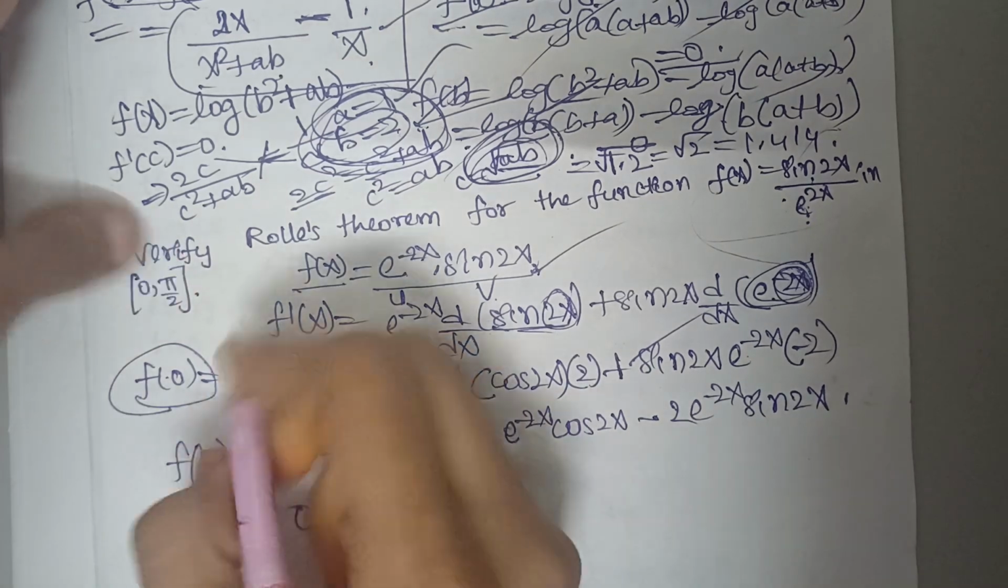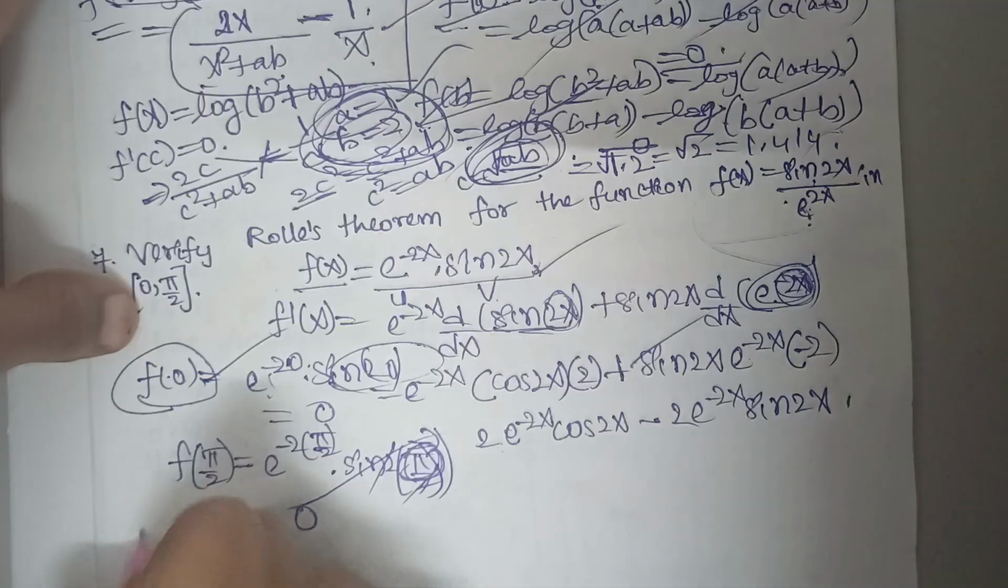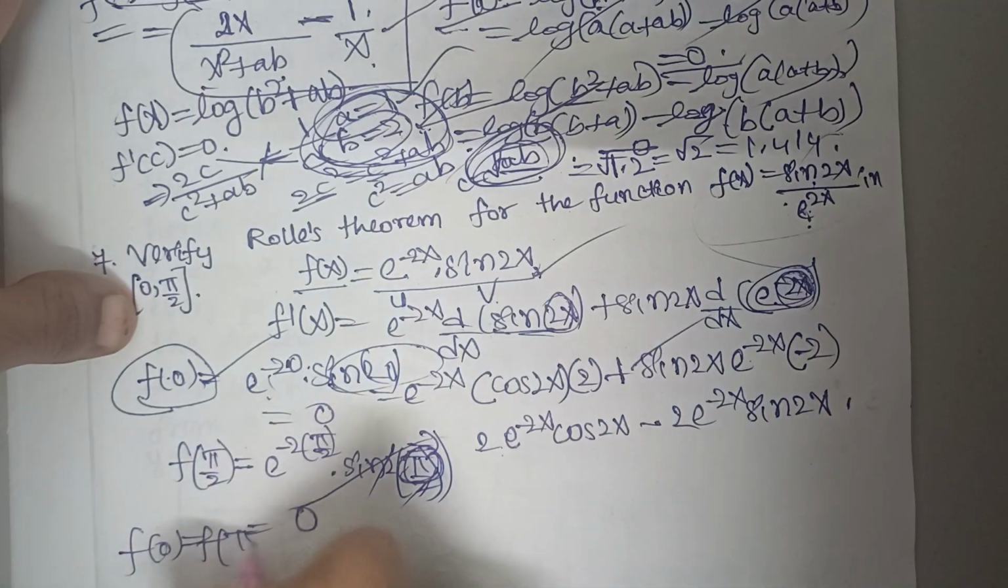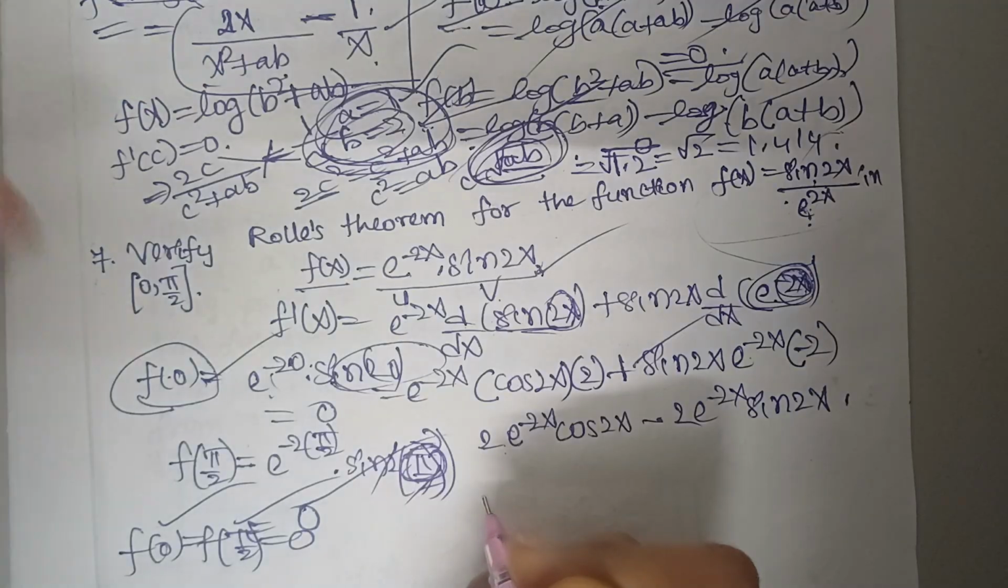So your f of pi by 2 is equal to 0, and f of 0 is also equal to 0. That means your f of 0 is equal to f of pi by 2, which is equal to 0. That means your f of a is equal to f of b. Your third condition is also satisfied.